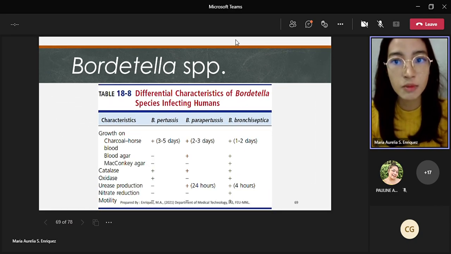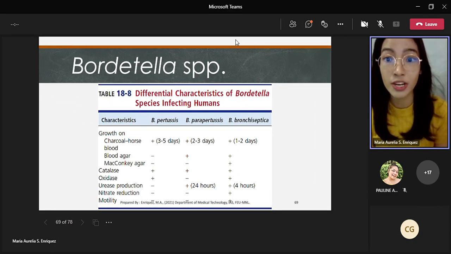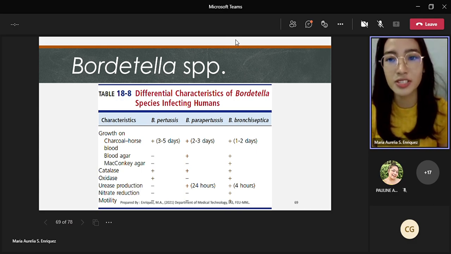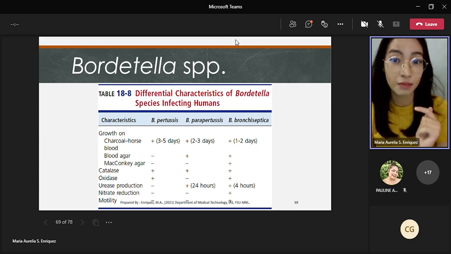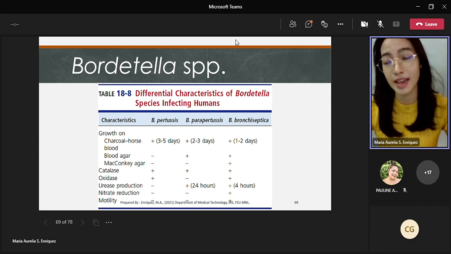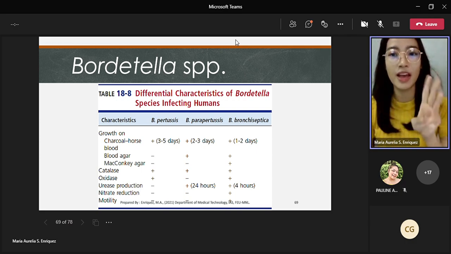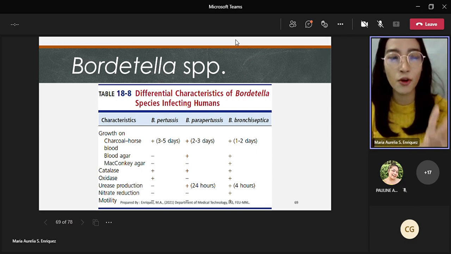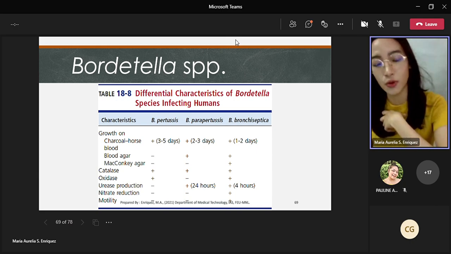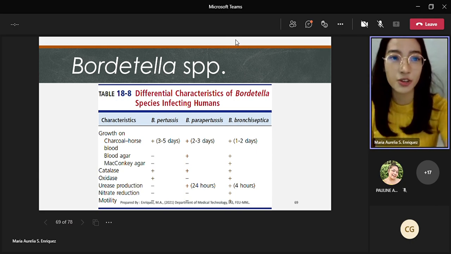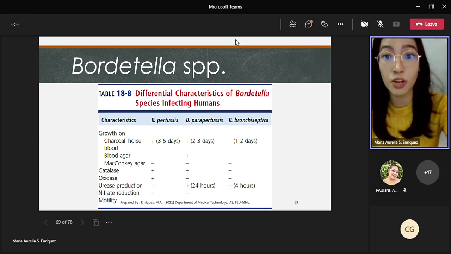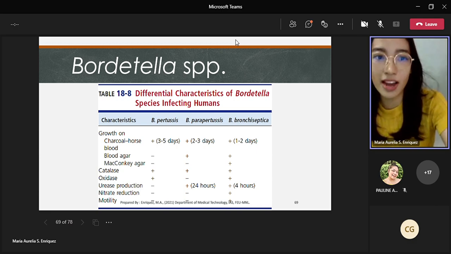All right, so on the table below, taken from our reference textbook, here are the differential characteristics between Bordetella pertussis, parapertussis, and bronchiceptica. Again, most likely hindi po ako yung gumawa no quiz nyo or exam questions nyo dito kasi ako na po yung gumawa no voice-guided discussion. So again, kapag may mga nakita po kayong tables sa textbook ninyo, aralin nyo rin po sila.